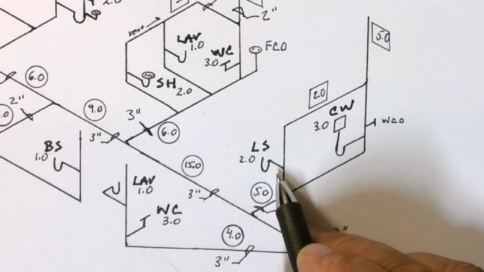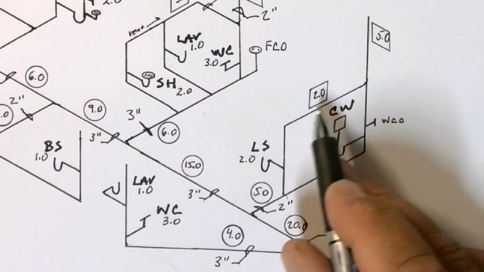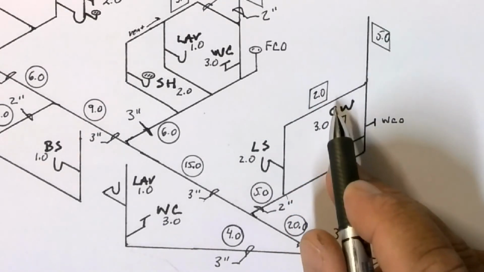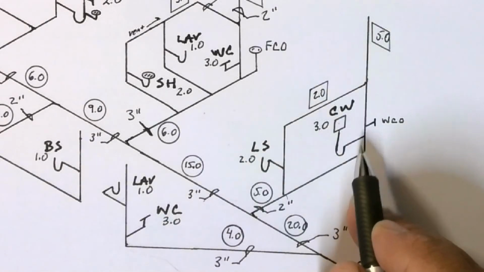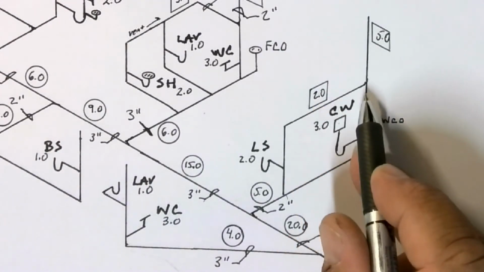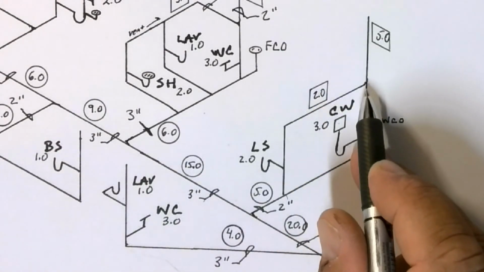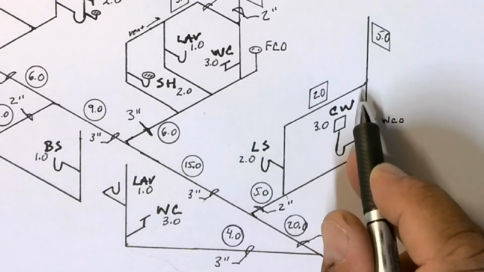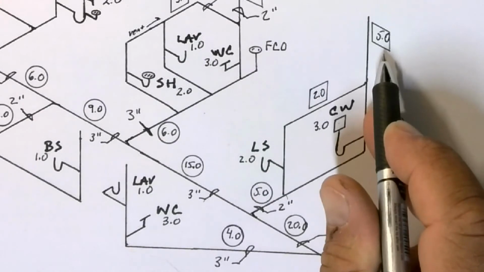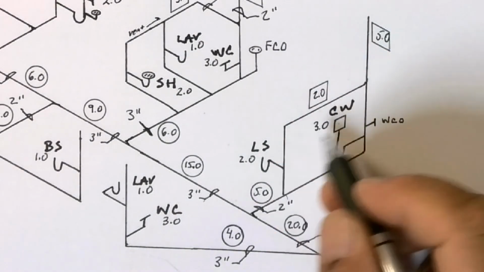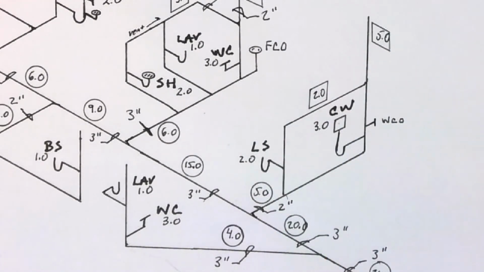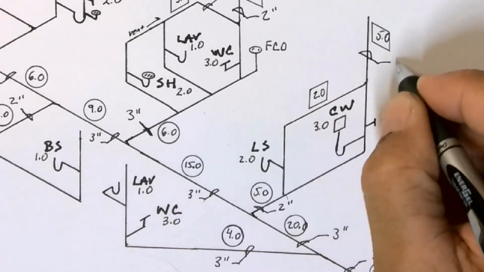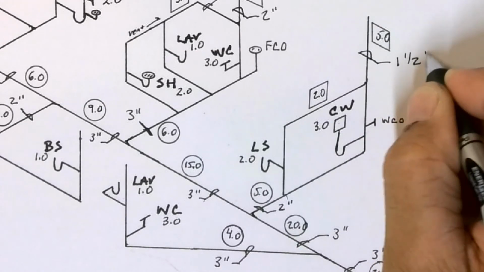Recap: the laundry sink's 2 fixture units. This whole run coming across is 2 fixture units. You would think the clothes washer being right underneath it ties into this vent, but it doesn't. It ties in over here. This goes up, this comes across, ties into the clothes washer vent. So 3 for the vent and 2 for that vent make it 5. And since neither one of these is a water closet, you can run this 1.5-inch vent.